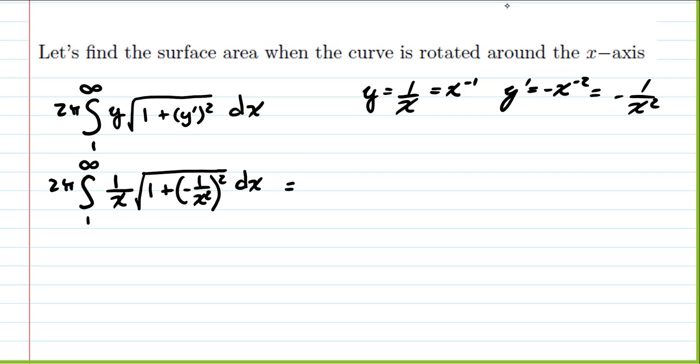Okay, so we have then, cleaning this up a little bit, the integral from 1 to infinity of 1 over x times the square root of 1 plus negative 1 over x squared. A negative times a negative is positive. X squared times x squared is x to the 4th dx.